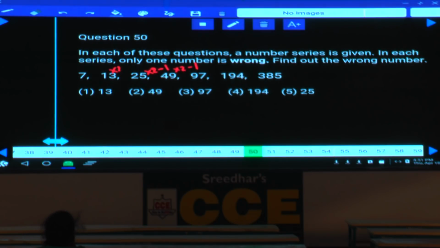And 13 into 2, 26 minus 1 is 25. 7 into 2, 14 minus 1 is 13. Into 2 minus 1, into 2 minus 1 and so on. Hence 97. 97 into 2 minus 1 is how much? 194 minus 1, 193 is the correct number. If it is 193, 193 into 2 is 386 minus 1, 385 is also correct. And the wrong number is 124 and the correct number is 123. That is 194, choice 4.